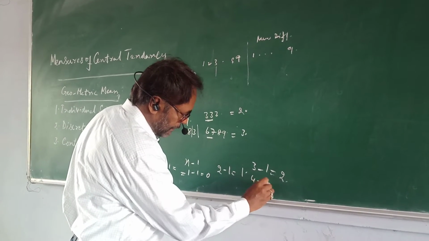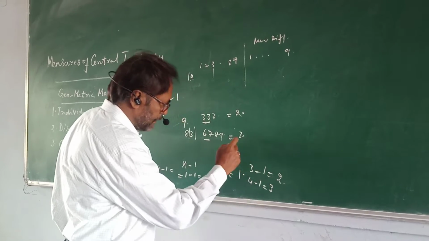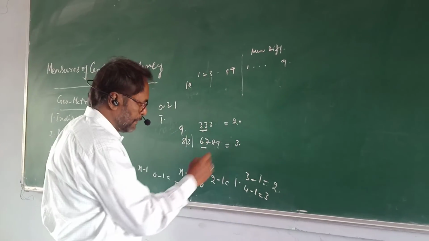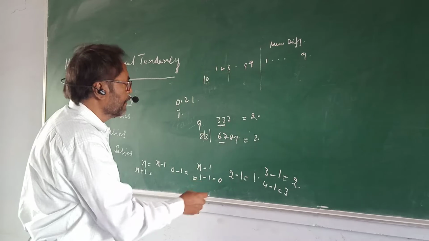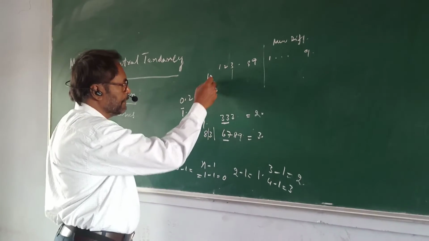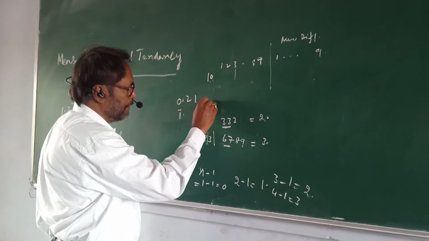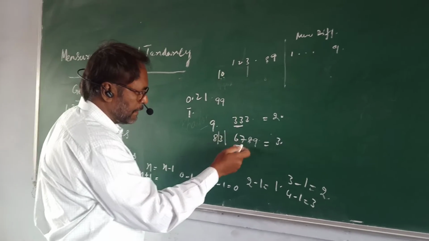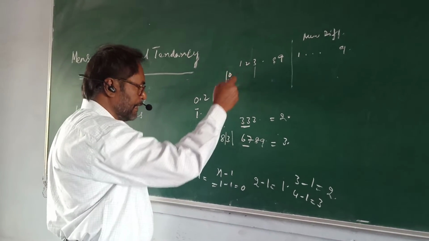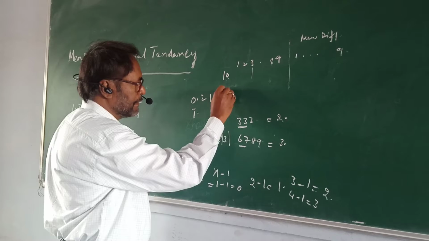4 minus 1, then 3. This you have to write. Then put a point here. Then 67. In the logarithm table, it starts from 10 to 99, and 67 will be in between 10 to 99. Somewhere it is there, 67.